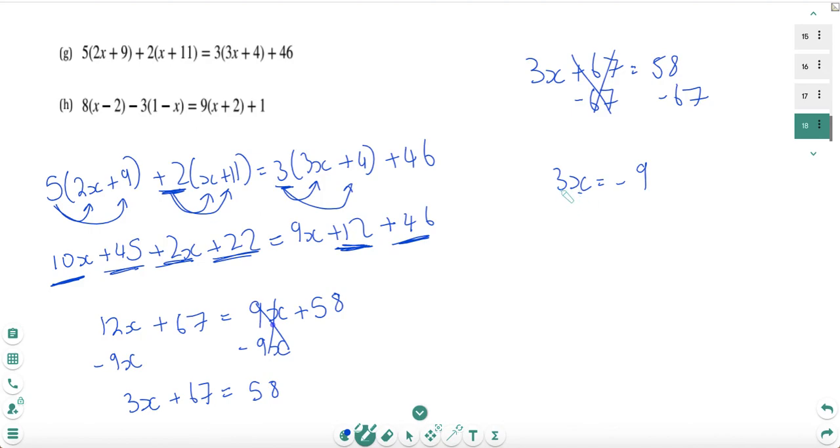3x means x times 3. To get rid of the 3, we're going to do the opposite of timesing by 3. So divide by 3. Balance it. Divide by 3. The 3's cancel out. X is equal to minus 9 divided by 3 is negative 3.